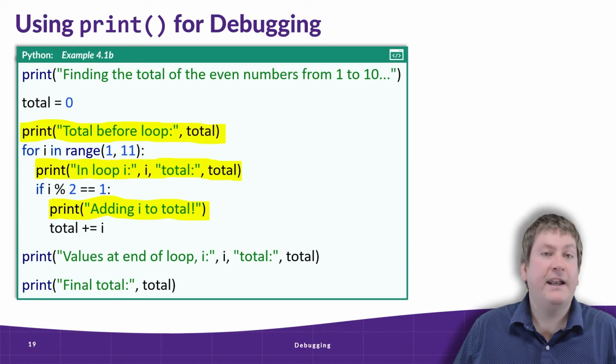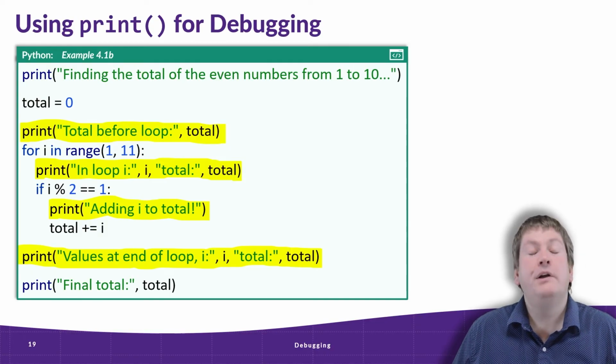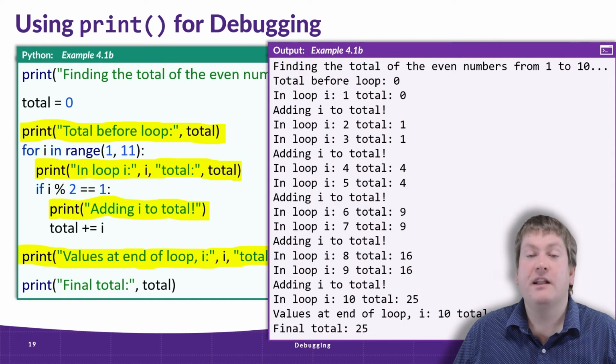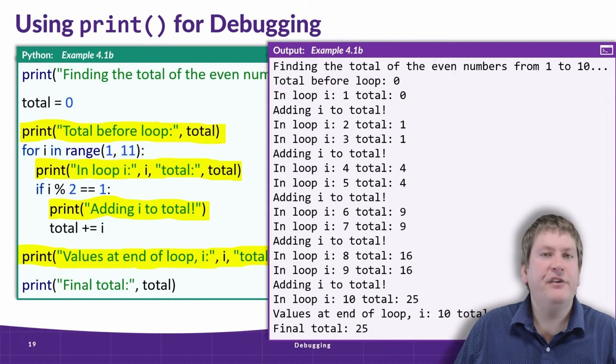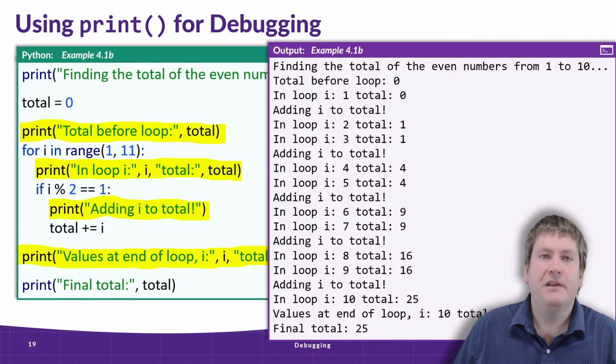We know if it says adding I to total, that this if statement has evaluated to true, at least for this loop, and that this code was executed. The last one we're adding is at the bottom here, and it's going to say values at the end of the loop, and it's going to tell us what I and total are. So we're targeting both before and after the loop, as well as some key points inside the loop. So if we were to run this code now, we would get a whole bunch of text that looks like this. And to understand this text, we have to understand which line corresponds to which print statements.